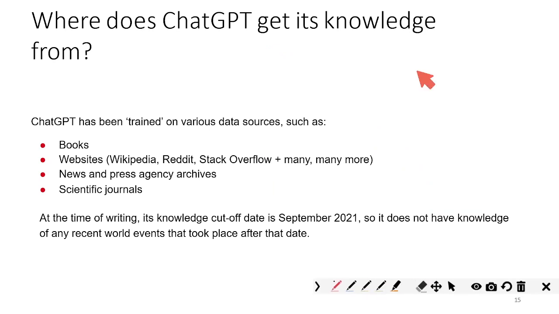ChatGPT has been trained on various data sources. You can see that it has been trained on books, Wikipedia websites, Reddit, Stack Overflow, and then on scientific journals and news journals, for example. One more important point I would like to showcase here: it has not learned anything since September 2021. So it doesn't have any knowledge of recent world events that took place after that date. Okay, so it doesn't have awareness about recent world events.